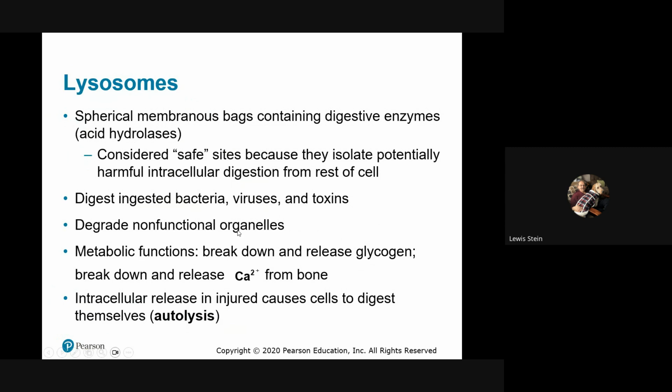Yes, it gobbles up the bad guys. Yes, it takes care of organelles. Like I said, organelles have a lifespan. They're not there forever. There's constant turnover. It breaks them down and releases glycogen. When we get to bone, you're going to see the importance of all this. It plays a role in something we call autolysis, when cells are no longer functional.